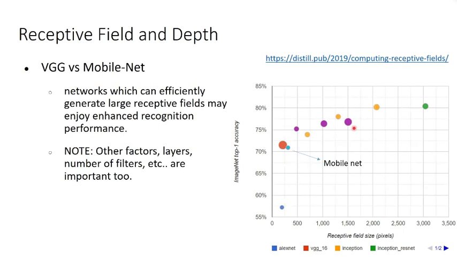For example, the number of filters, which is important, how many filters are present in each layer. What controls the number of layers. How the width of the filters is defined. They are all important factors. However, their conclusion was that networks which can efficiently generate larger receptive field may enhance recognition performance. I will encourage you guys to go to this link and read about it.